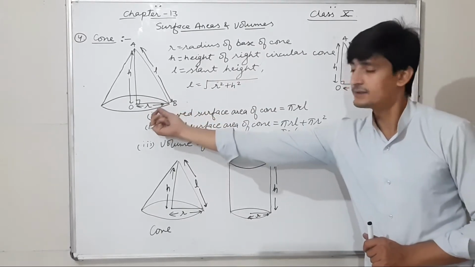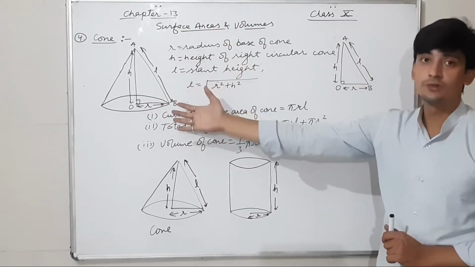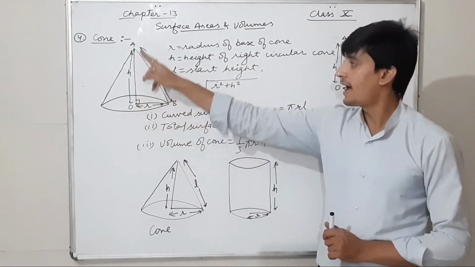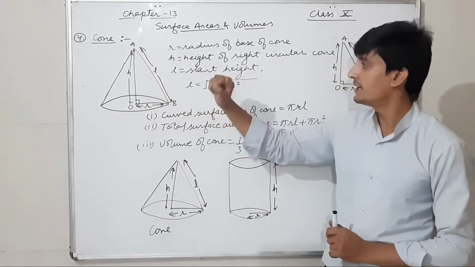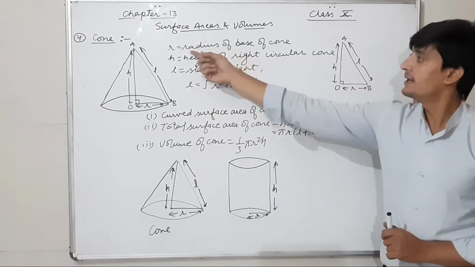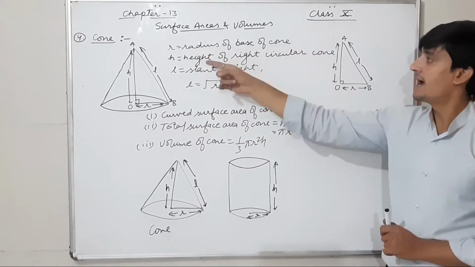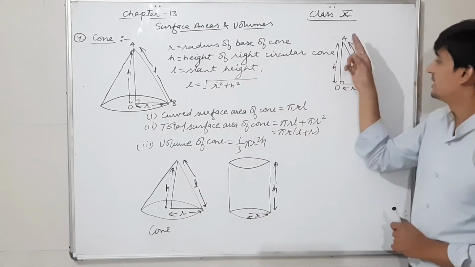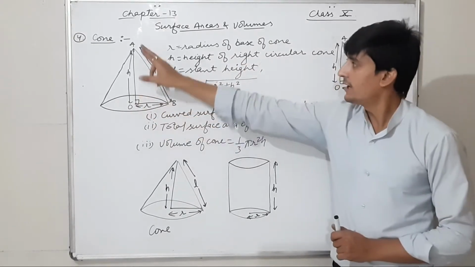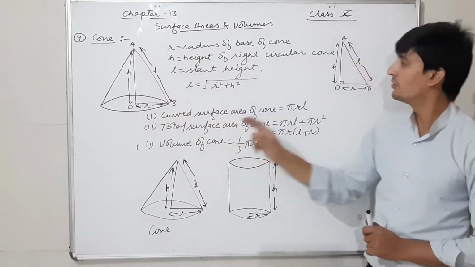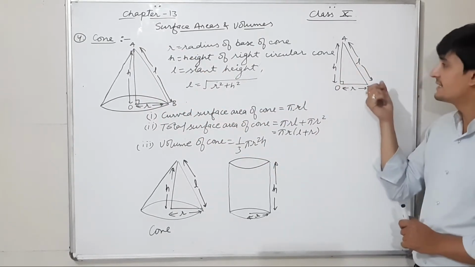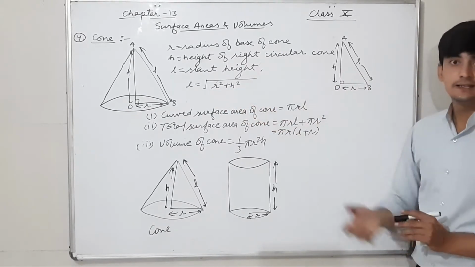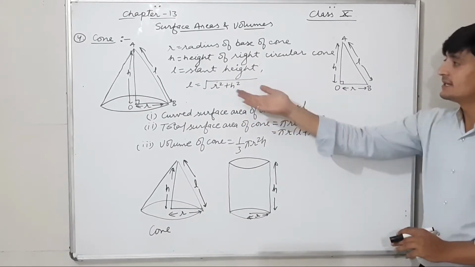Here, this is the radius, and this is the height, which is perpendicular to the ground, and this is known as slant height. Now you can see here R is the radius of the base of the cone, H is the height of the right circular cone, L is the slant height. Taking right angle triangle OAB and using Pythagoras theorem, we can say that L equals root over R square plus H square, so we can easily find the slant height with this formula.